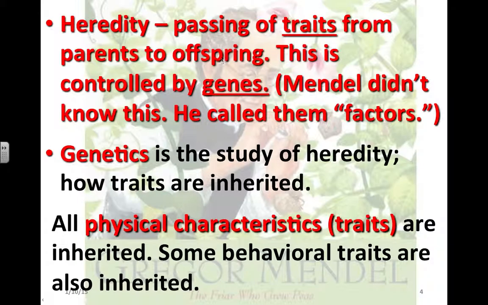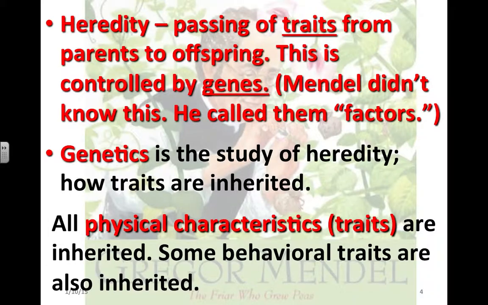And then the other thing I need you to write down is that all physical characteristics or traits, and characteristics and traits are synonyms for each other, they're inherited. And some behavioral traits are inherited. So in other words, all of our physical traits that we have because of the genes we got from our mom and dad. And some of the behaviors that we have are controlled by the genes we got from mom and dad as well.